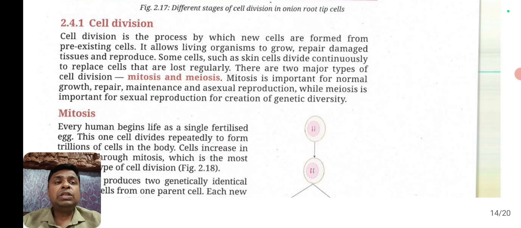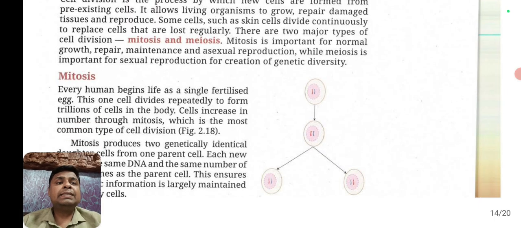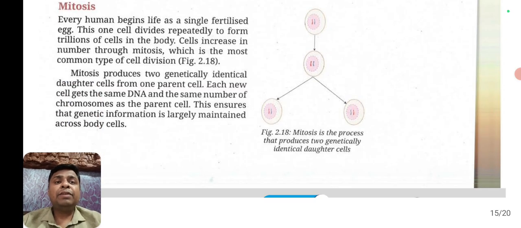So cell division is a process by which new cells are formed from pre-existing cells. It helps to grow, repair and reproduce new cells. There are 2 types, mitosis and meiosis. Let us study them. So every human being's life starts with a single cell.